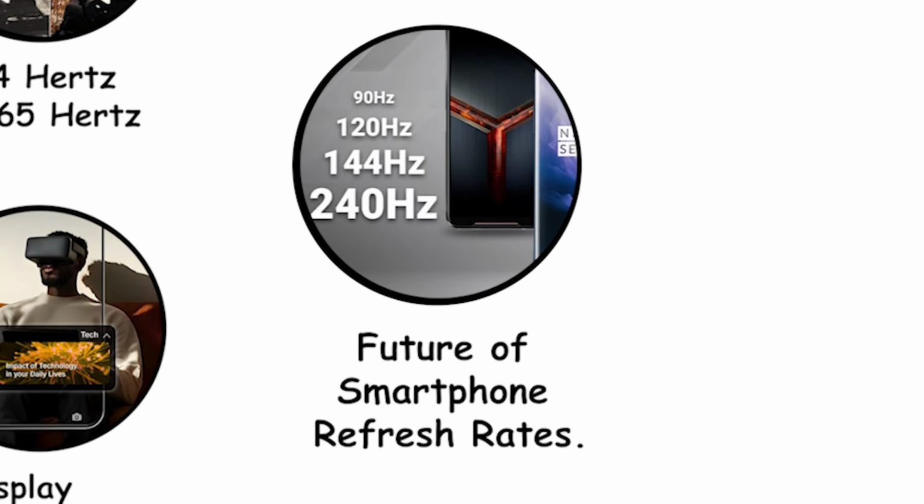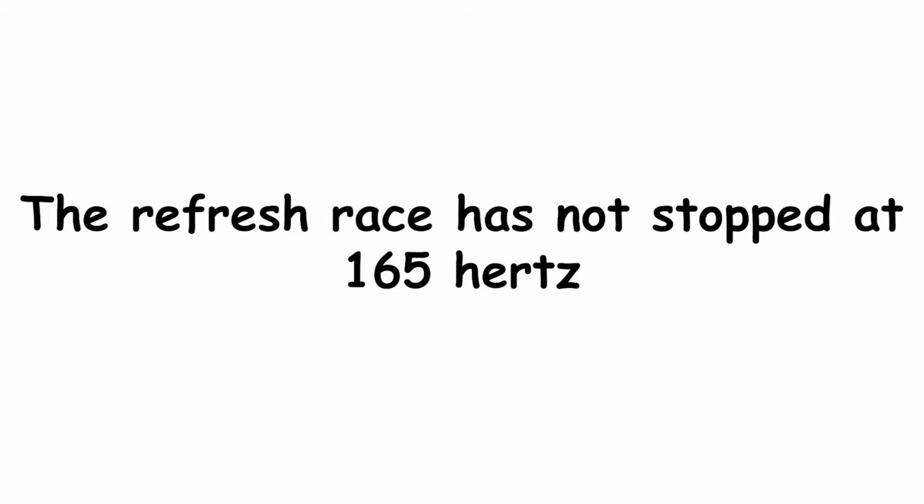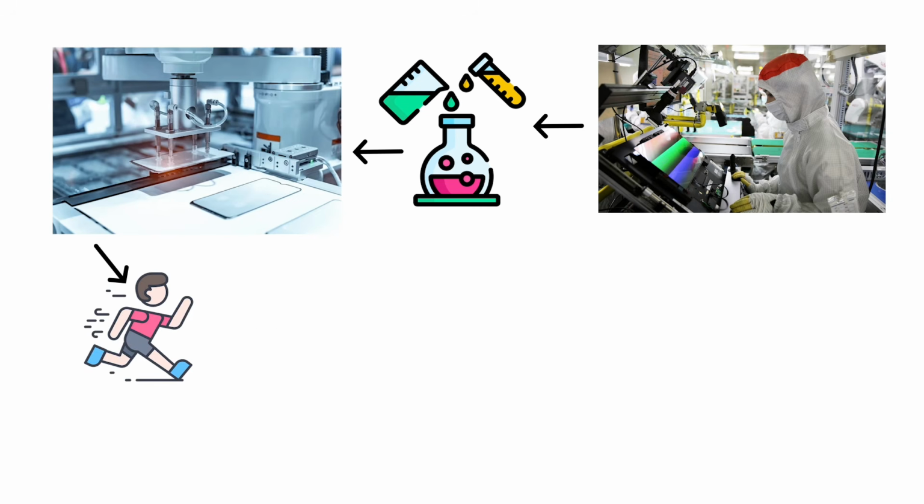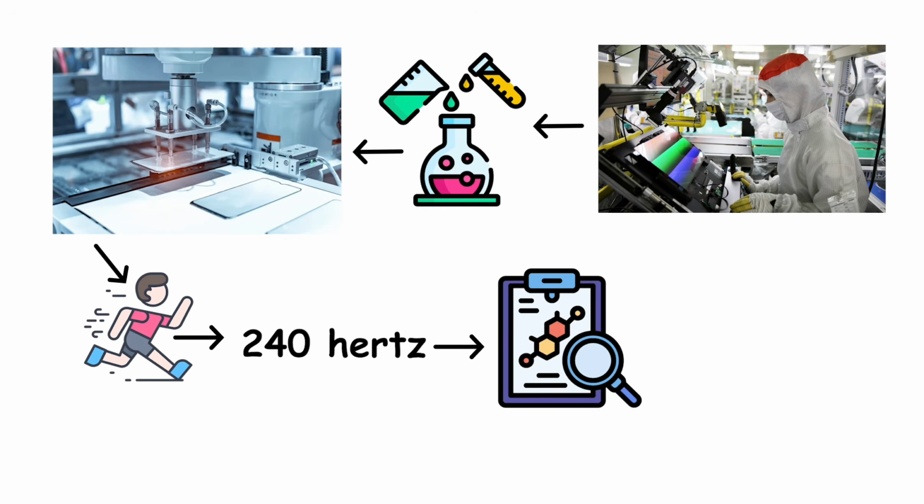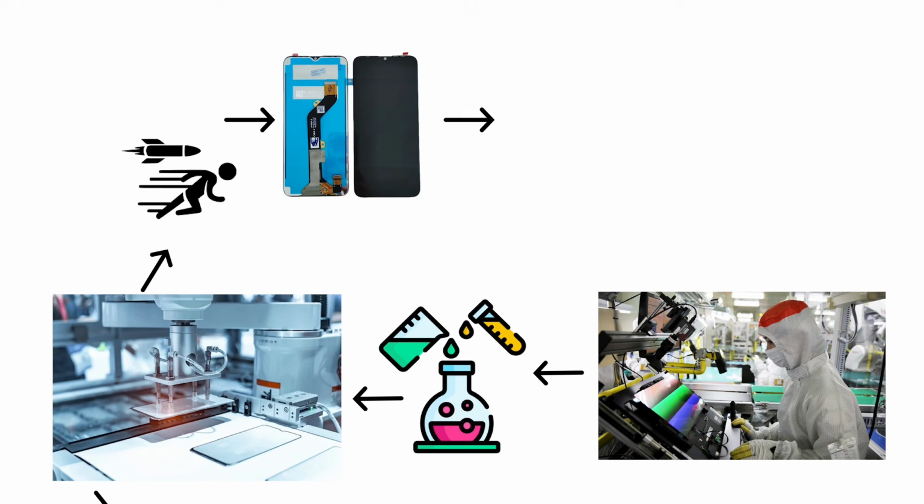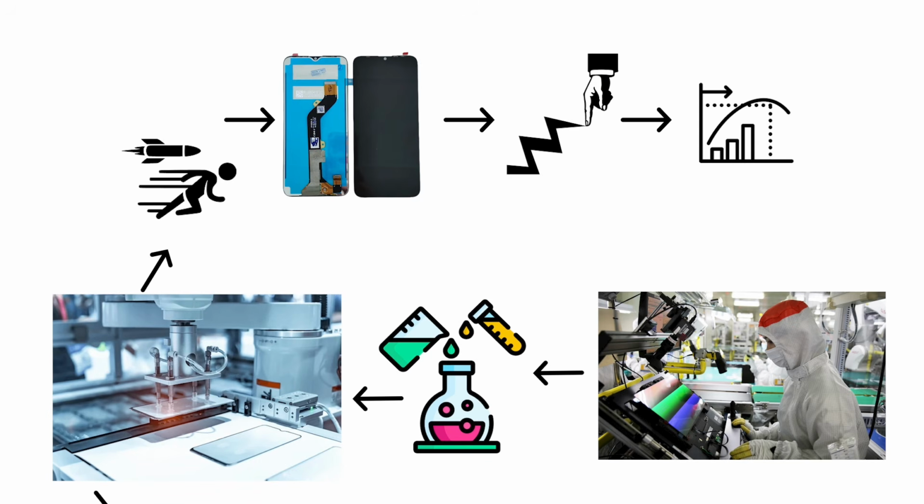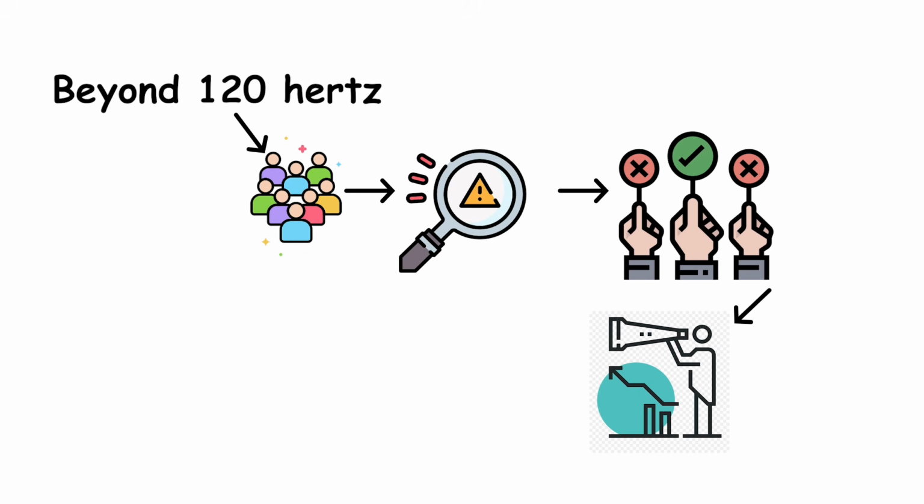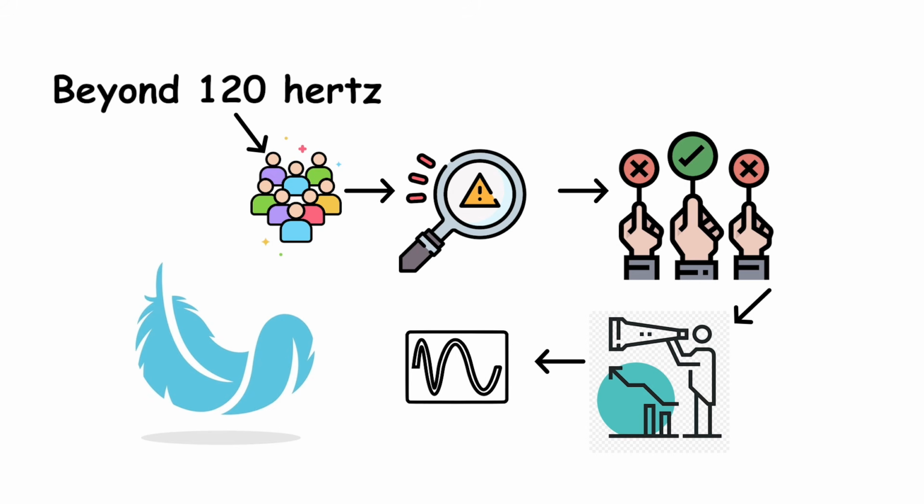Future of smartphone refresh rates. The refresh race has not stopped at 165 Hz. Display manufacturers already have experimental mobile panels running at 240 Hz, primarily for research and specialized gaming prototypes. These ultra-fast screens push the boundaries of motion clarity, but they also highlight diminishing perceptual returns. Beyond 120 Hz, most people can barely distinguish the improvement in normal usage. The focus of future development is therefore shifting from raw frequency toward efficiency and comfort.